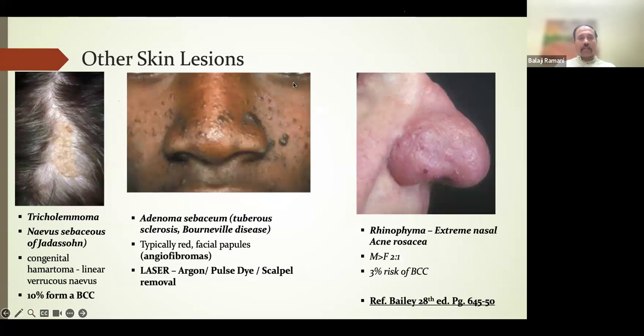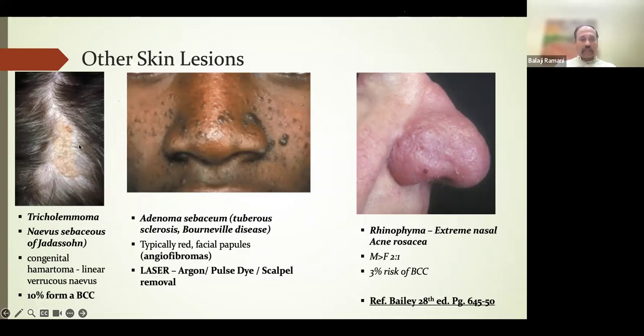So this is the adenoma sebaceum that I was alluding to. You can see clearly that there are multiple tuberous sclerosis nodules present here, usually in the nasal, perinasal area, what you can call the angiofibromas. Treatment is by pulse dye laser and scalpel removal.